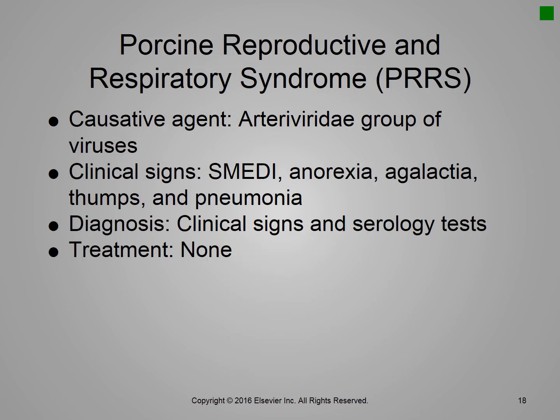Porcine reproductive and respiratory syndrome, PRRS, another virus. Clinical signs: SMEDI, anorexia, agalactia, not making any milk, thumps, pneumonia. It's going to hit them both reproductively as well as, bless their little hearts, they're going to get bad respiratory signs. Treatments, there is none. This is, again, a cull and kill and then start over thing. Although I've heard some people say that they've ridden it out and everything was okay, but I don't really believe it.